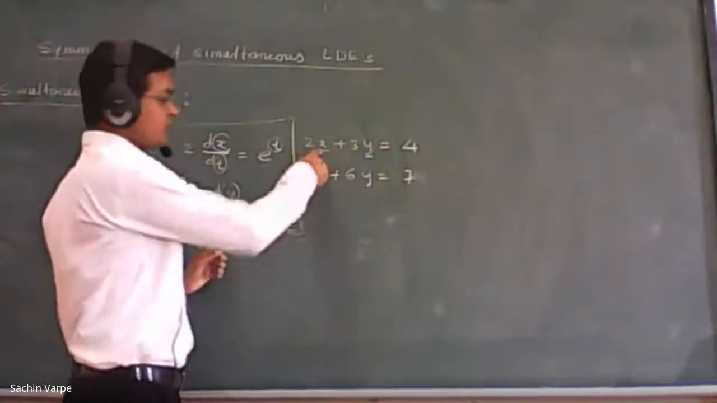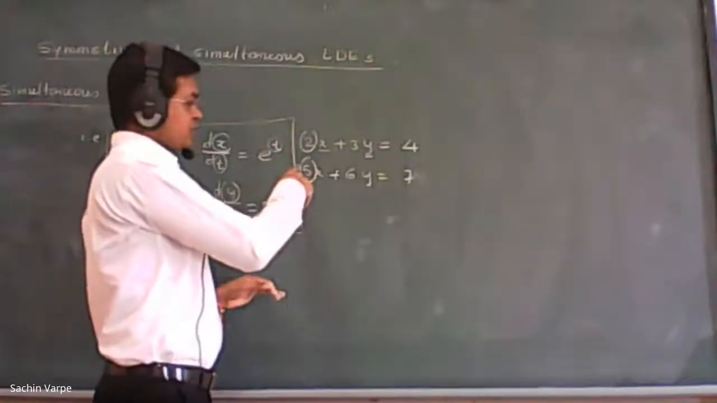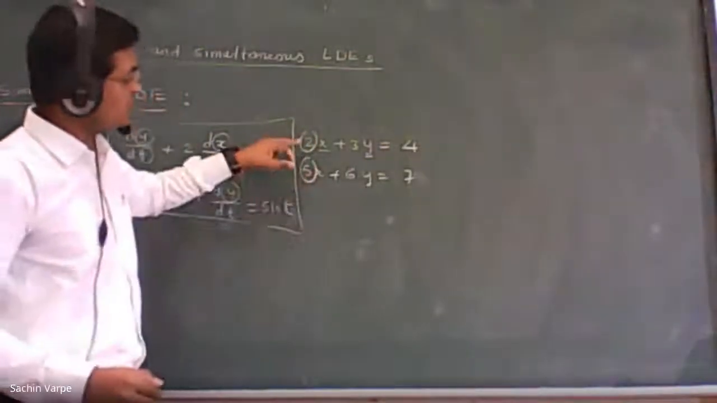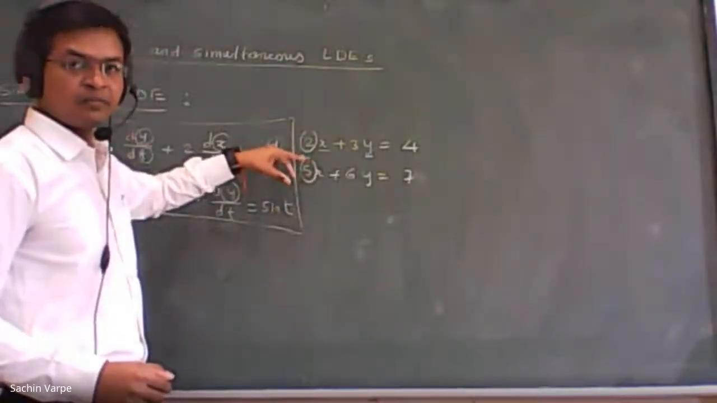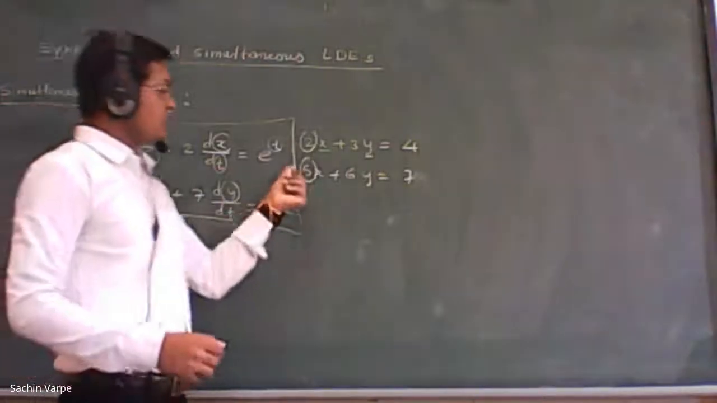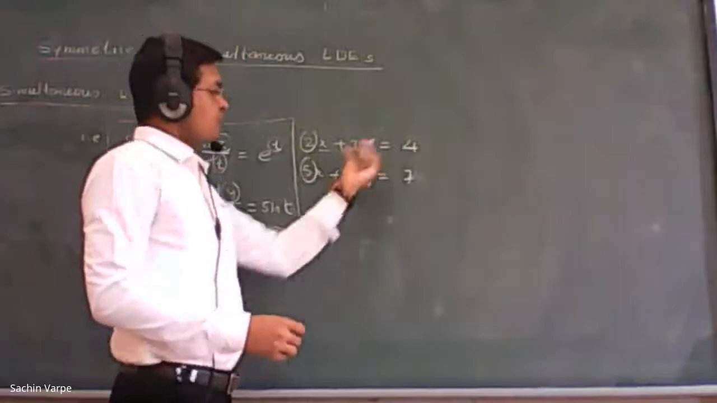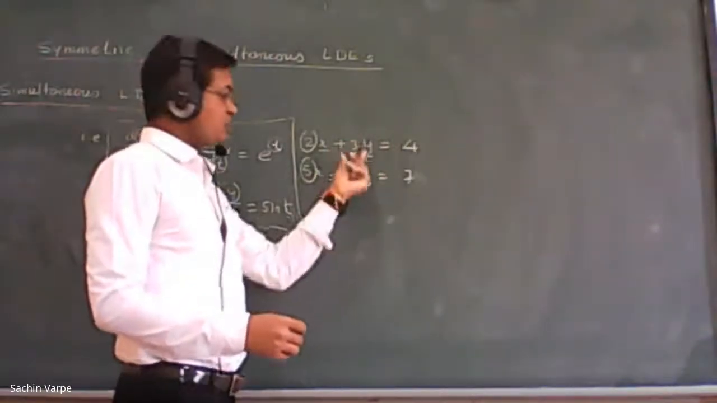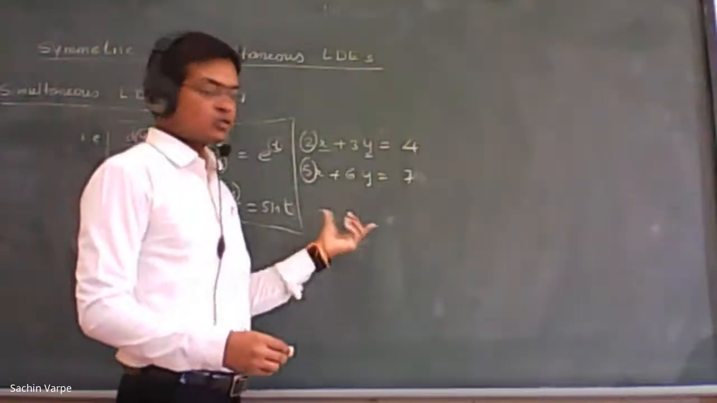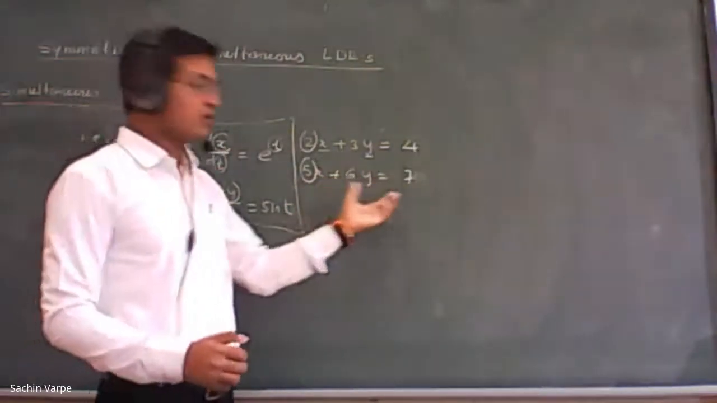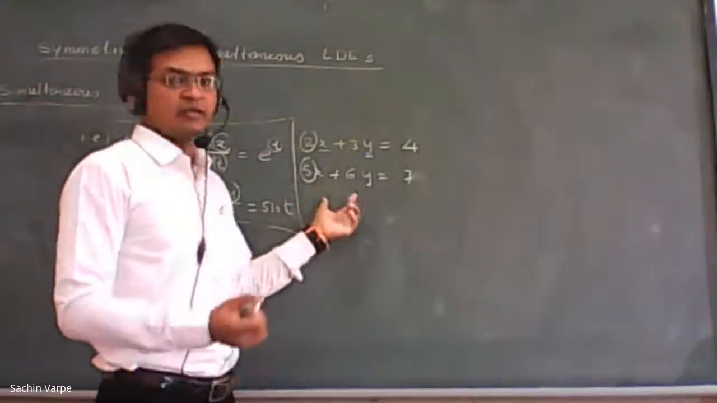If we want to eliminate x, then we'll make the coefficient of x the same by multiplying. We'll multiply equation 1 by 5 and equation 2 by 2, to get the coefficient the same, and then we'll subtract. If the sign is negative, then we'll add. Or if we want to eliminate y, then we'll make the coefficient of y the same and we'll subtract or add accordingly. So that is called the elimination method. By eliminating one variable, we'll get the value of one variable, and that we will substitute to get the value of the other variable. Okay, that is the second method.